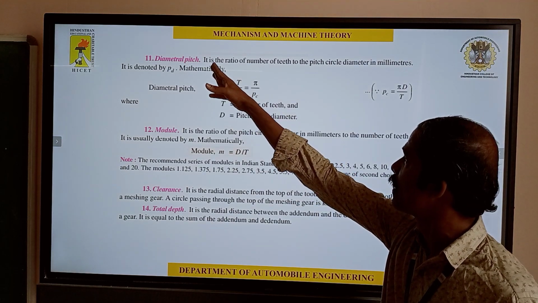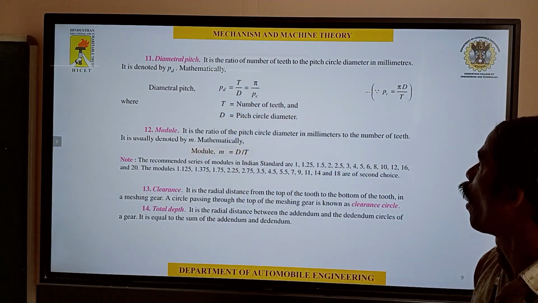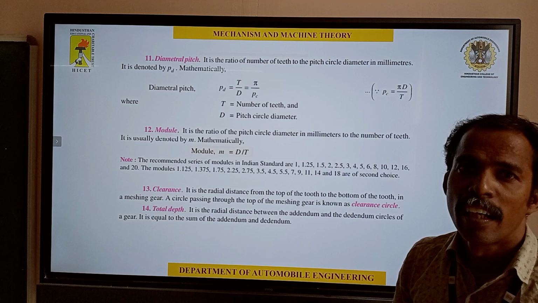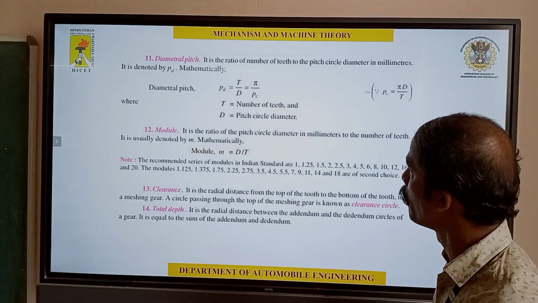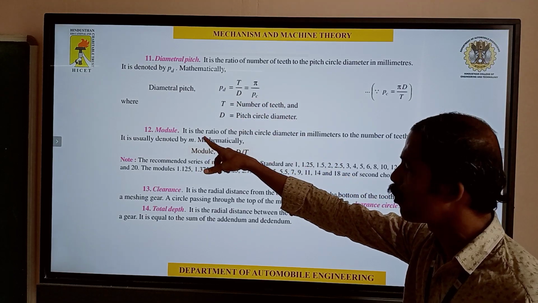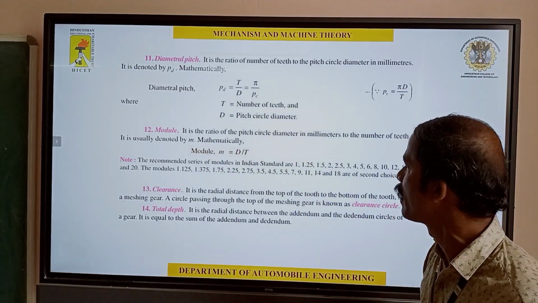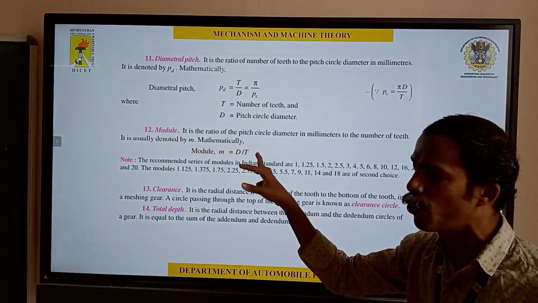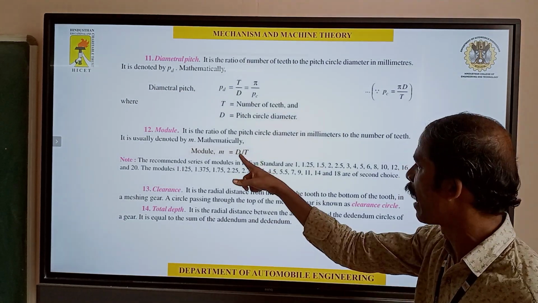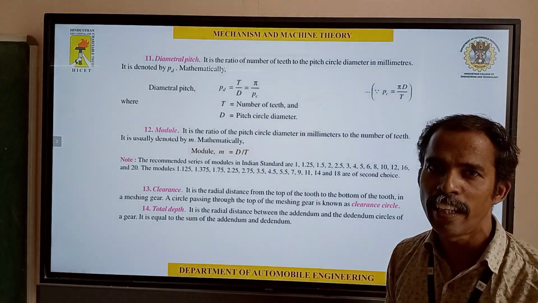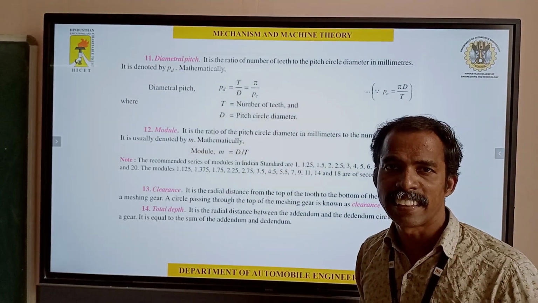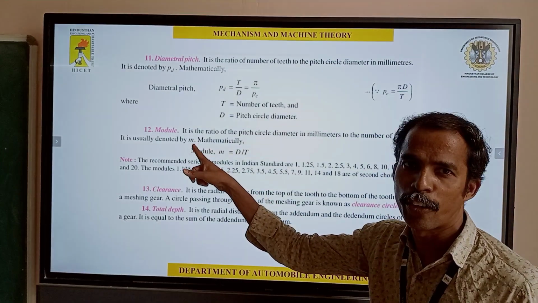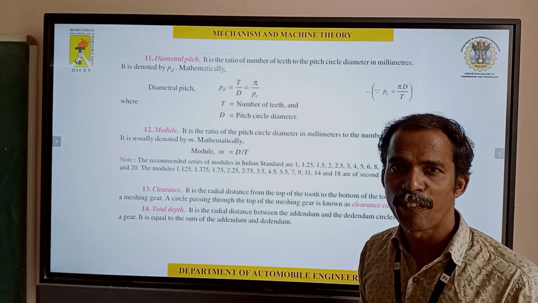Diametral pitch is the ratio of the number of teeth to the diameter of the pitch circle. And the module is the reciprocal of the diametral pitch. It can be said that M is equal to D divided by T, the pitch circle diameter over the total number of gear teeth. Actually, a gear is selected by choosing a module. Different gears have different modules.